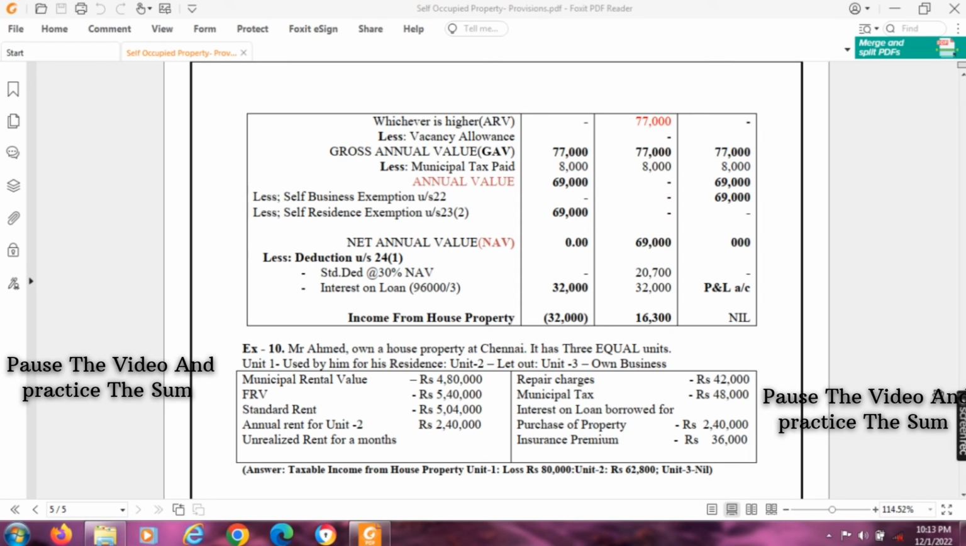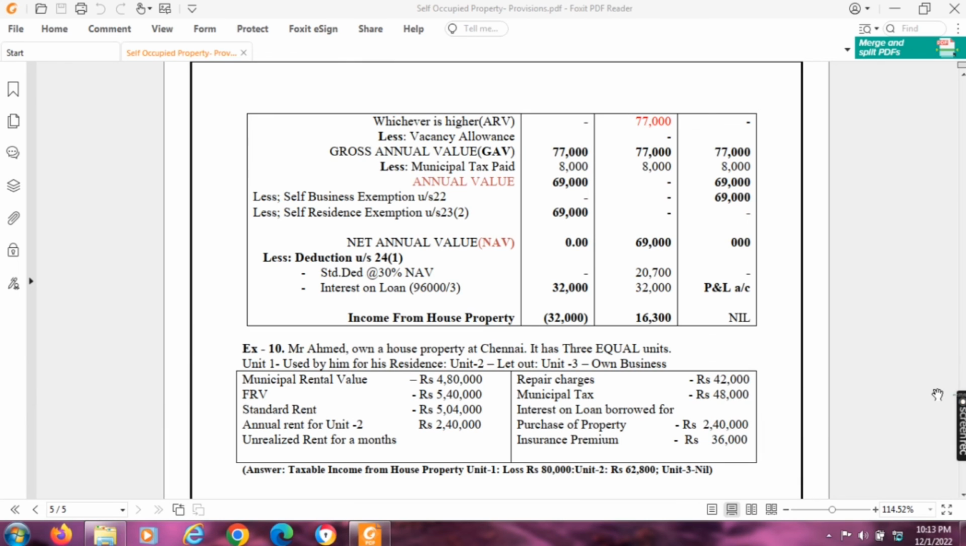In the same pattern, the listeners can practice exercise 10. Okay. In the next video, we'll see the comprehensive problems mixed with let out and self-occupied properties for your easy clarification. Bye.